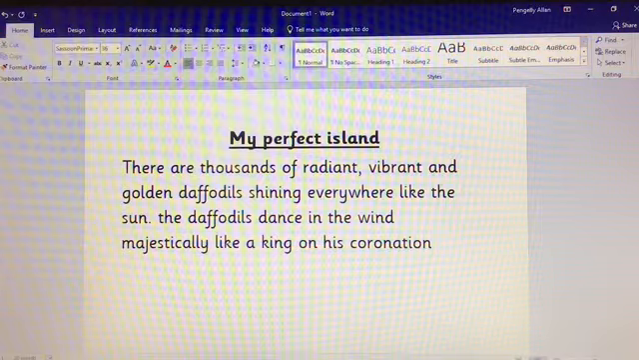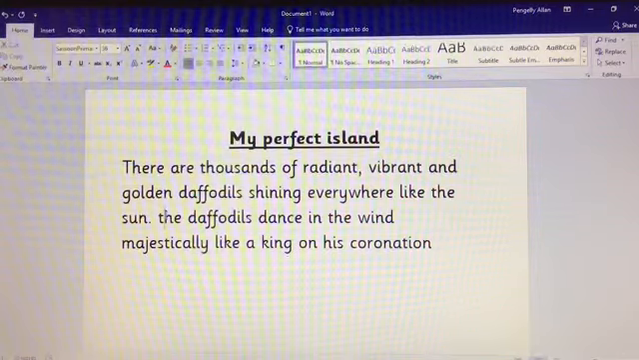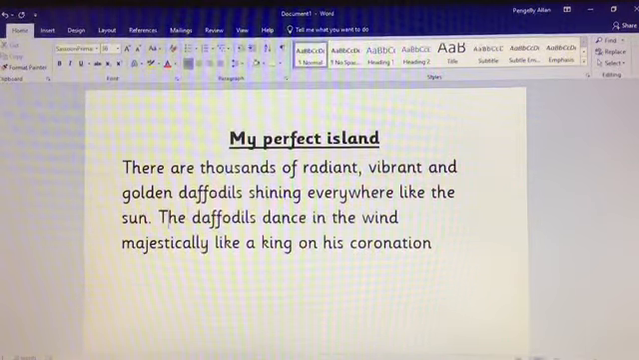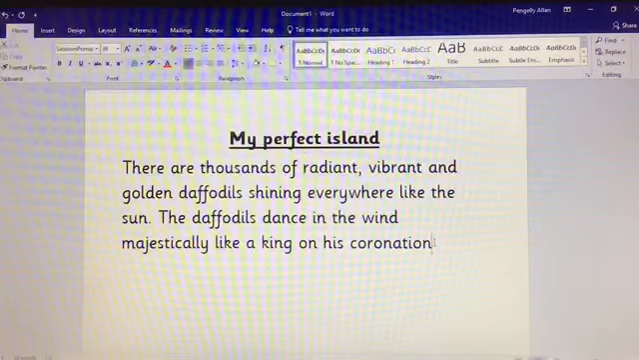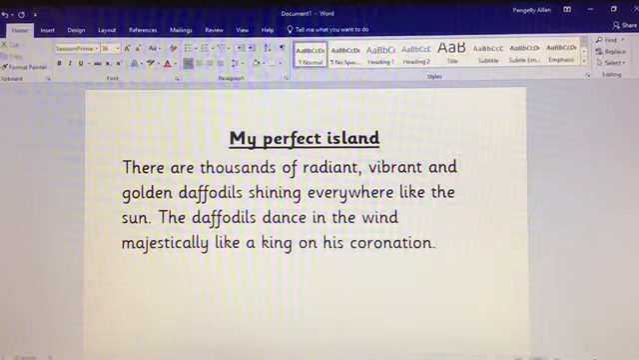Again, I'm really happy with this sentence, but can you pause the video and see if you can tell me where I might have made a mistake? That's right, again, I must make sure that I've got a capital letter after my full stop, and I must make sure that I have a full stop at the end of the sentence.